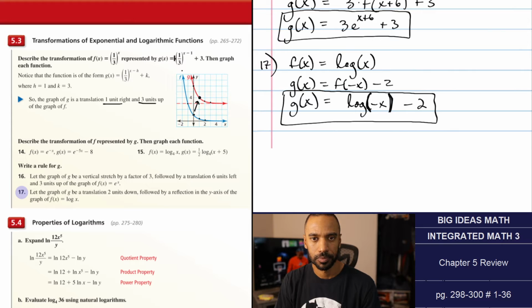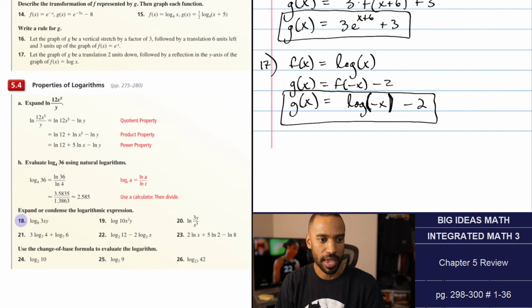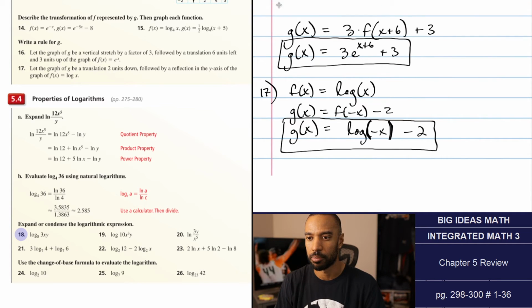We're all good. All right, let's move to section 5.4 on properties of logarithms. This is where we start to hit expanding and condensing. Looks like some other evaluations to be had. Oh, and change of base. Change of base will also happen.